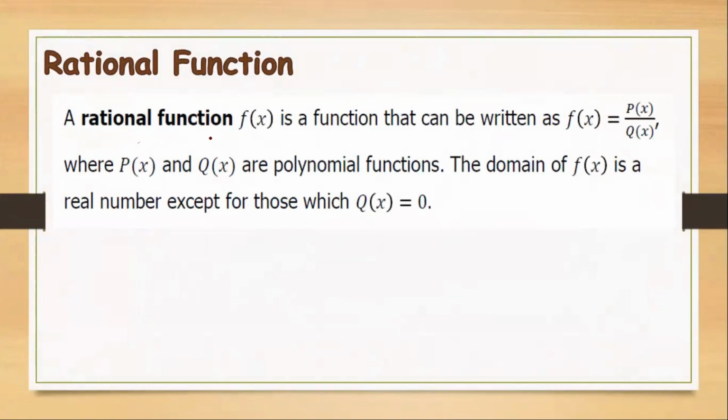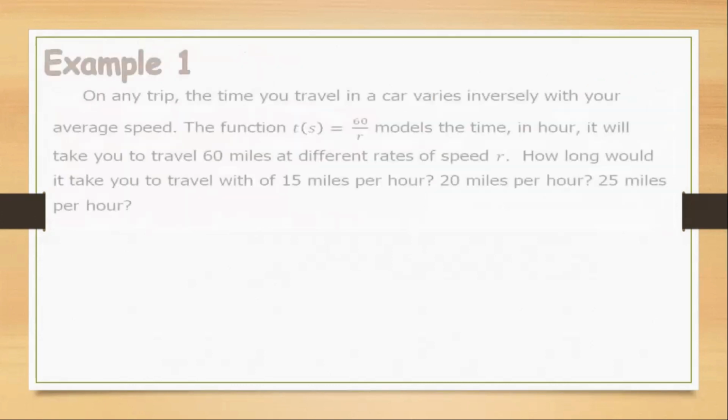A rational function f of x is a function that can be written as f of x equals p of x over q of x, where p of x and q of x are polynomial functions. The domain of f of x is all real numbers except those for which q of x equals 0.